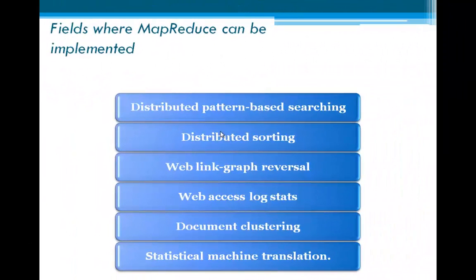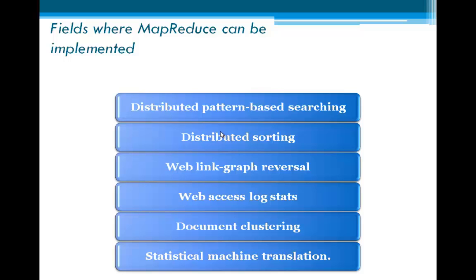Fields where MapReduce can be implemented are: first is distributed pattern based searching, where large sets are dealt with and some pattern is searched from these large sets. Second comes distributed sorting. Here we can take an example of quicksort, where we split and recombine the input or an array we take. Then third comes web link graph reversal. Here we deal with incoming and outgoing links on our web page. If suppose there are only outgoing links, then we use the map and reduce concept accordingly.